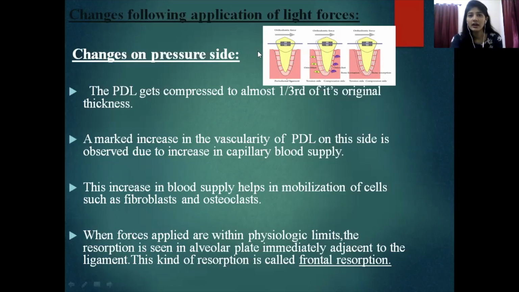So, in this diagram, you can see the force is acting in this direction. Here is the stretching of the PDL, here is compression of the PDL, and here are the osteoclasts. So there is resorption of the bone on this side of the wall, and there are osteoblasts on the opposite side where there is deposition of bone. So the tooth is going to move through the complete assembly.